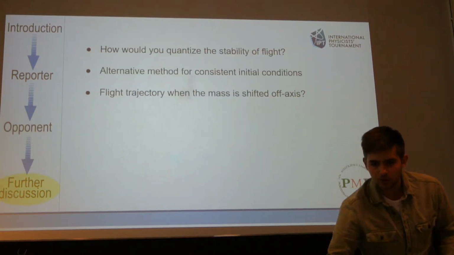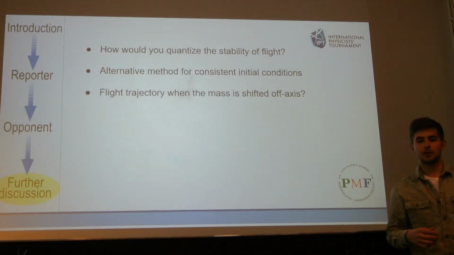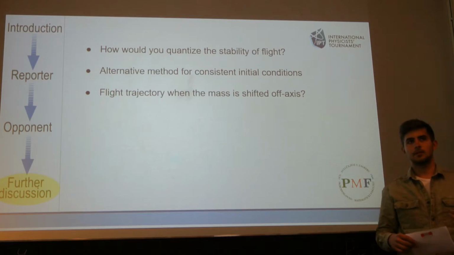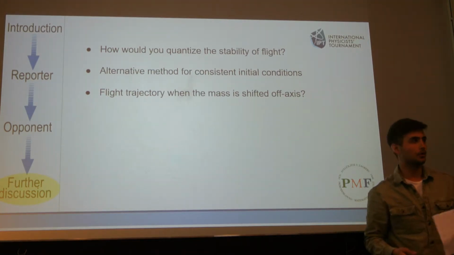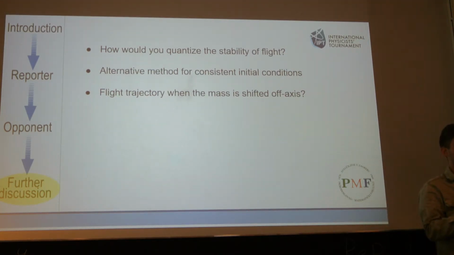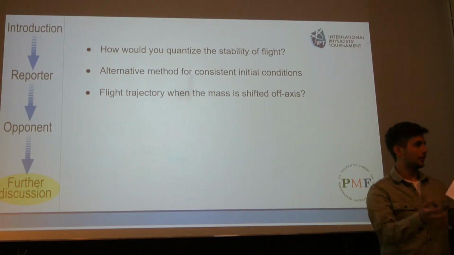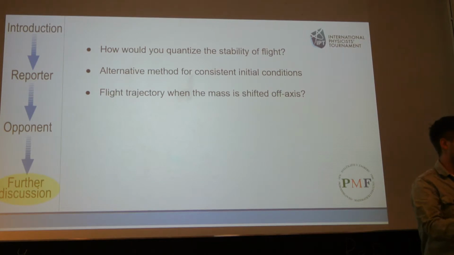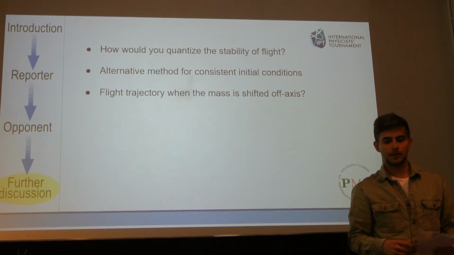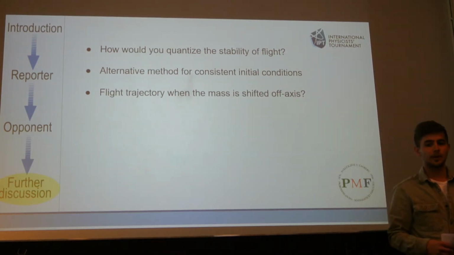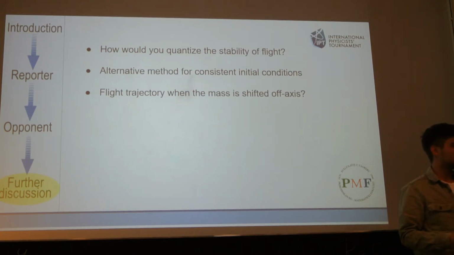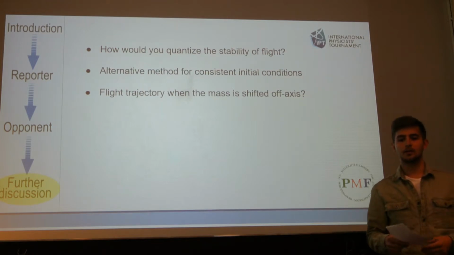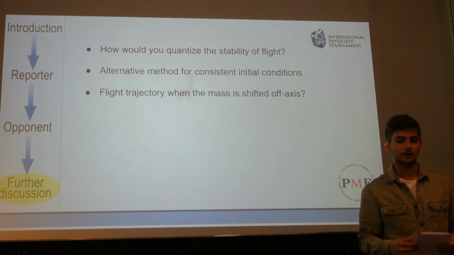For further discussion, we would suggest that we discuss the stability of the flight. How would you quantify it? It doesn't just have to be the stability in the plane of the trajectory, but maybe the stability of the rotation perpendicular to the plane of trajectory, and alternative methods for consistent initial conditions, for instance initial velocity and initial moment of inertia, and the flight trajectory when the mass is shifted off axis.